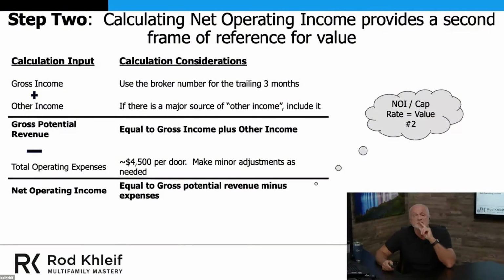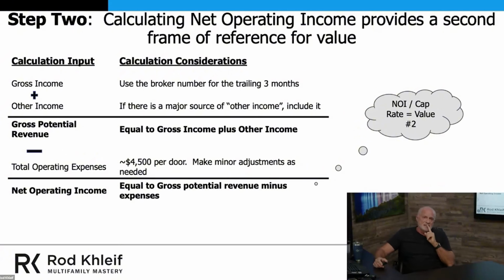Remember, I showed you this when we normalized expenses yesterday. Then you take out your operating expenses. Now, you can do this on a flat rate basis, okay? You could use, for example, $4,500 to $5,000 a door for operating expenses. You can ask your property management company what that number should be based on their experience in that market. And you can make minor adjustments to that number as needed.